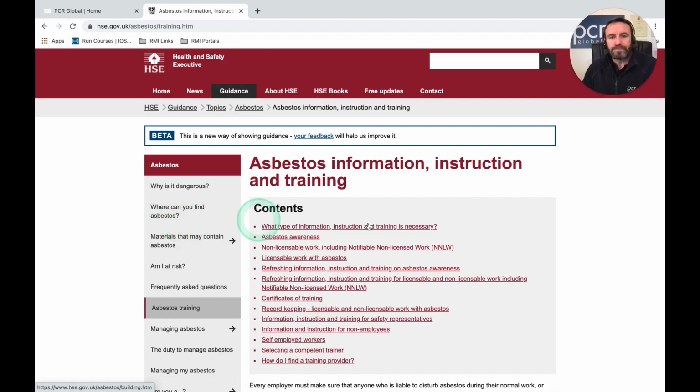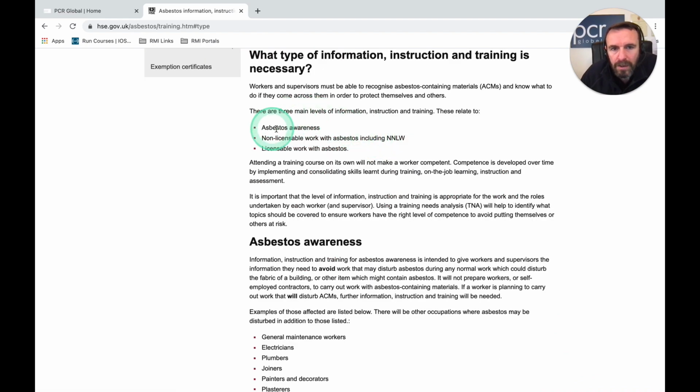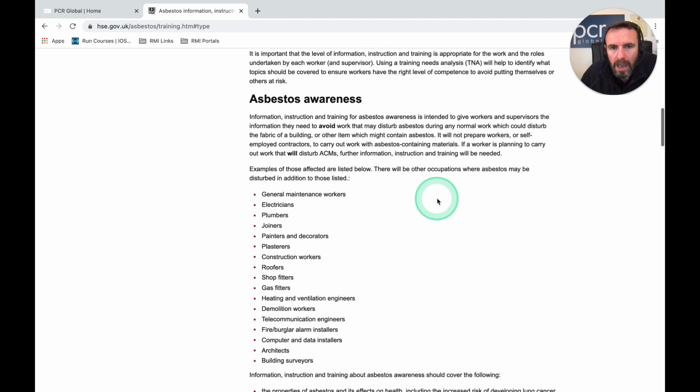Asbestos training. The last thing we're going to look at, basically this forms three types of training. We have asbestos awareness, we have non-licensable work with asbestos, including notifiable non-licensed work, and we also have licensable work with asbestos. So asbestos awareness.